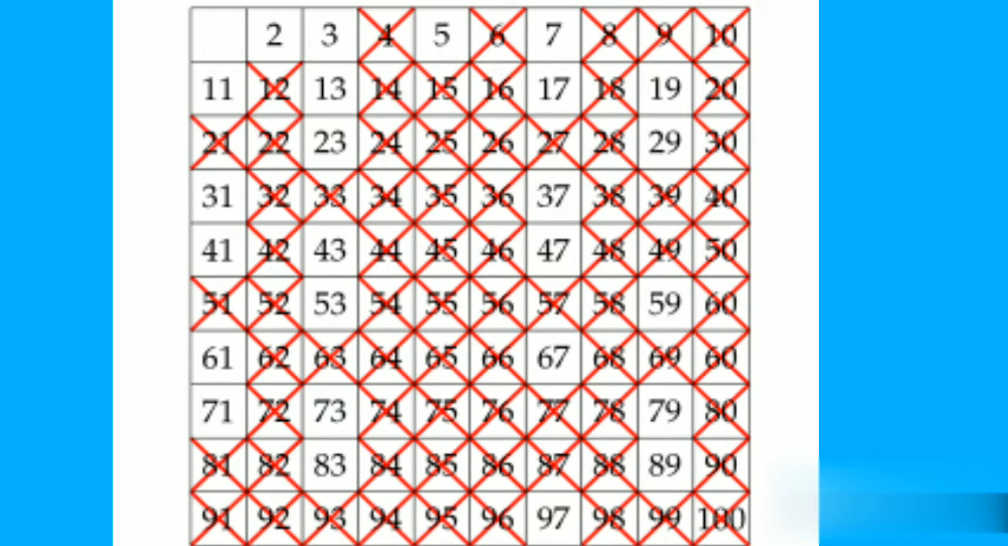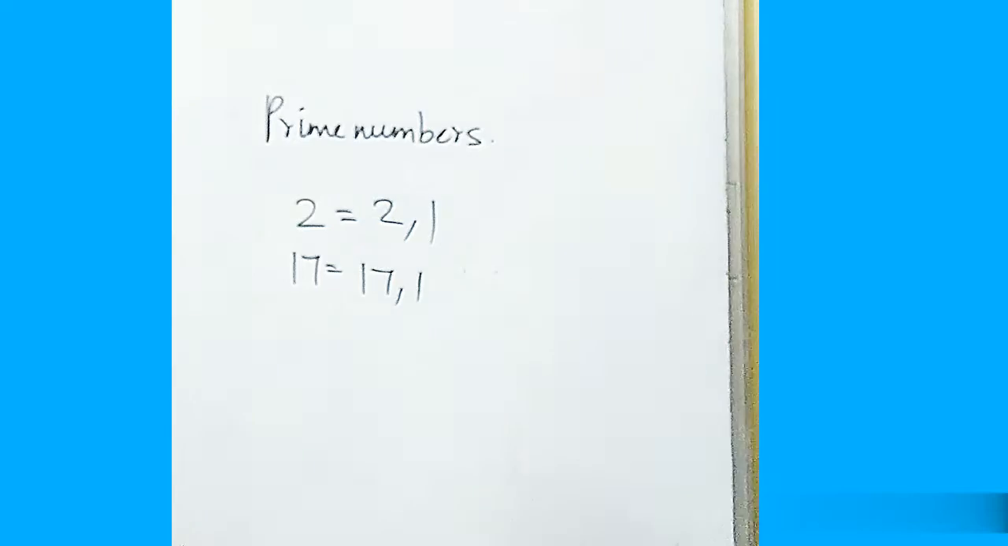You will find that there are certain numbers which are not crossed out. Those numbers are the prime numbers, students. So this is all about it.